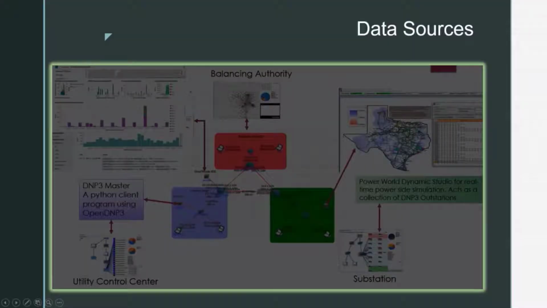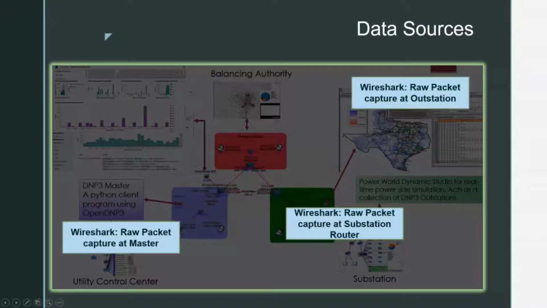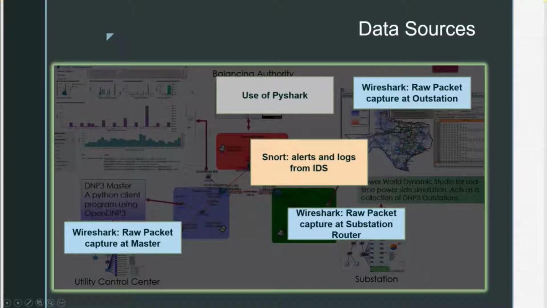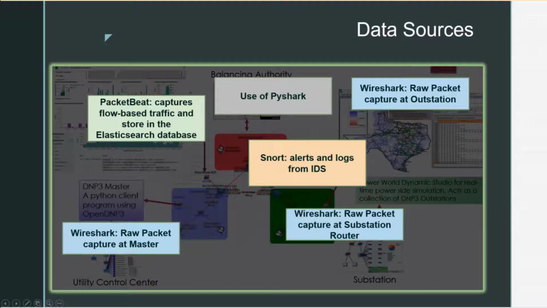So what are the data sources that we are exactly collecting in our case? We collect raw packet captures using the Wireshark tool at the DNP3 master. We collect the packet captures at the outstation, and also we collect packet captures at the router. We collect the Snort logs from the Snort running in the substation router, and we make use of a PyShark tool. PyShark is a Wireshark Python plugin to collect additional features which we may find difficult to collect from the raw packets. And there is a Packetbeat tool.